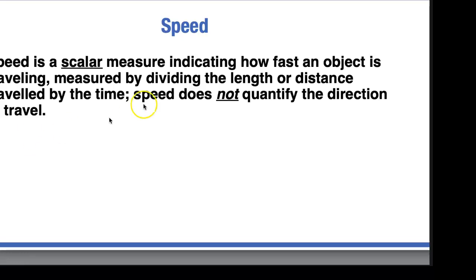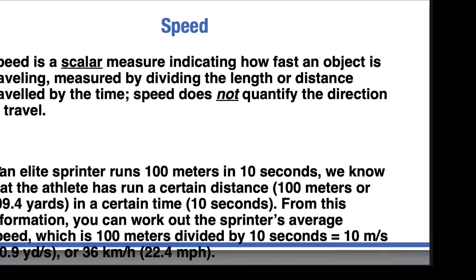So it can be measured by generally dividing the length or distance by the time traveled. Speed does not quantify the direction. It doesn't say whether you're going forward, backward, left, right. Speed is just a scalar number. It doesn't say whether you're going north, south, east, west, or anything like that.